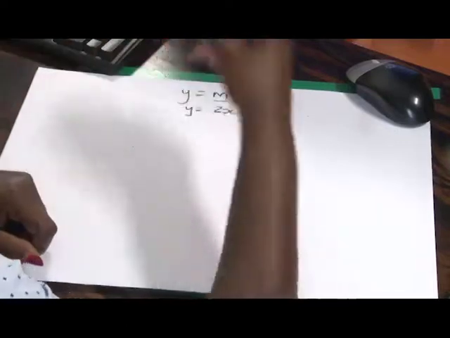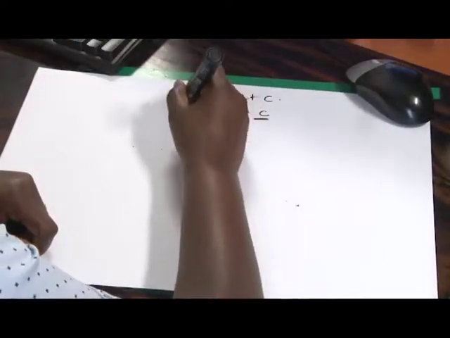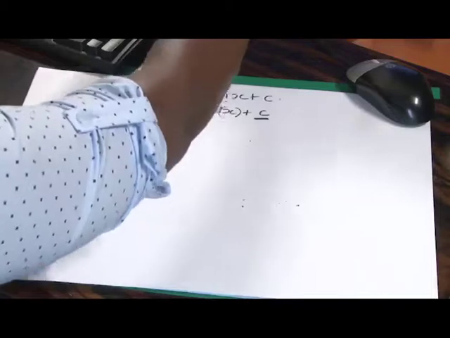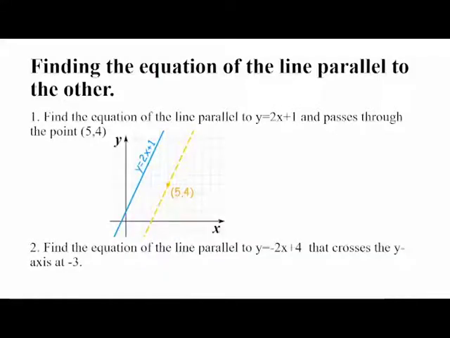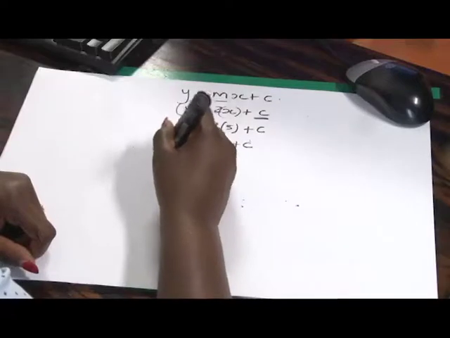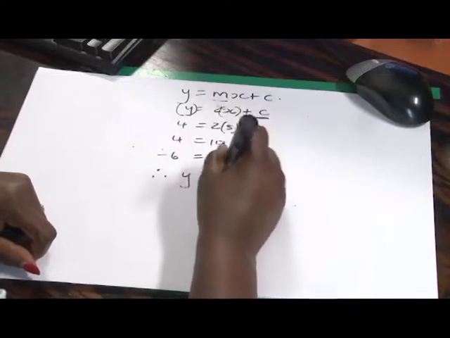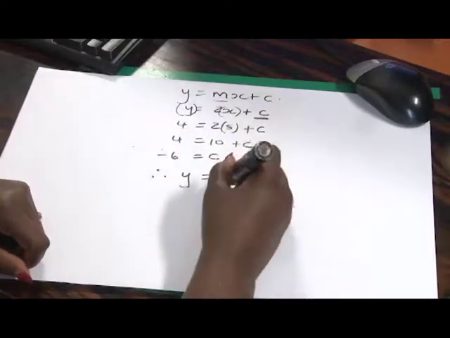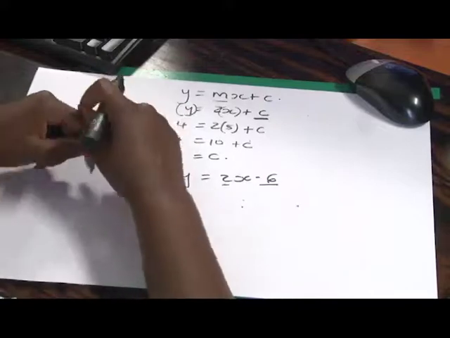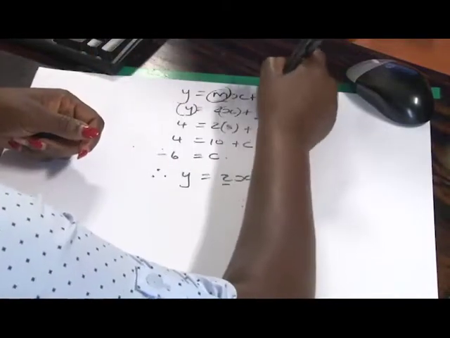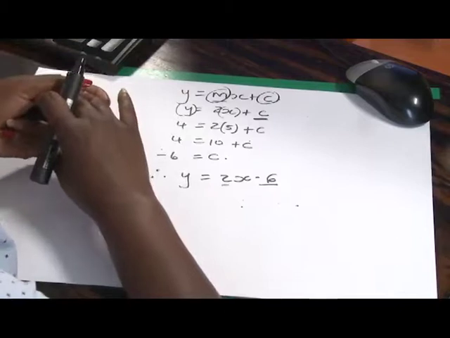To get the c, you substitute. Find x, find y. Now you are given the 2 points here, the coordinate. My y is 4. That will be 2, my x is 5 plus c. Then from there you can see you are just solving for c. 4 is equal to 10 plus c. Therefore, negative 6 is equal to c. The equation is now going to be y is equal to 2x minus 6. Because I know my gradient, I know my y-intercept. That is all you need. We only need these two to write down the equation of the line.